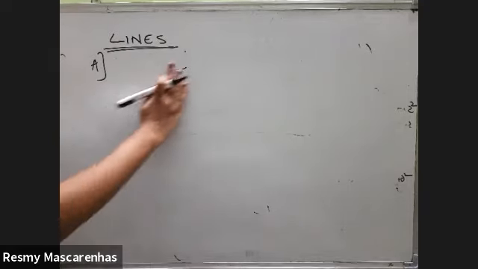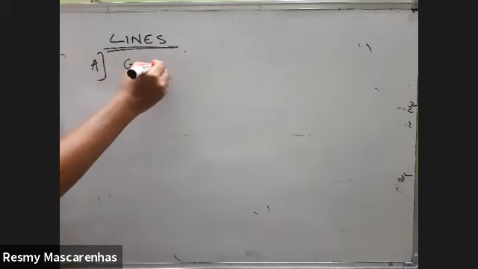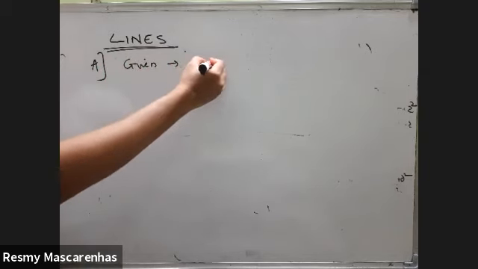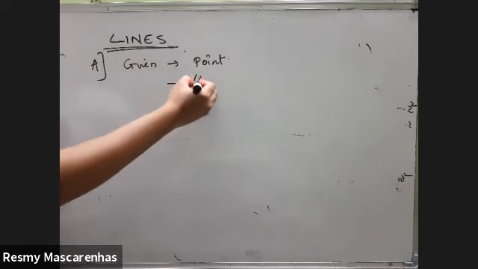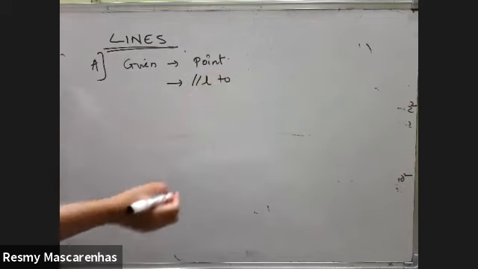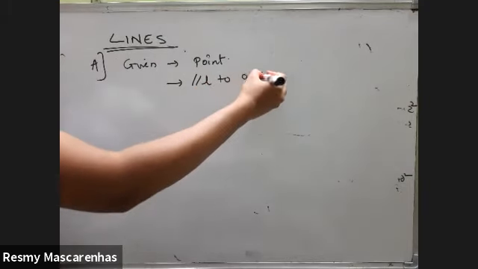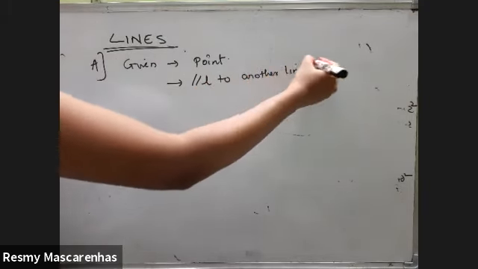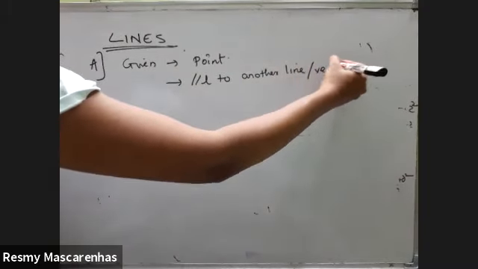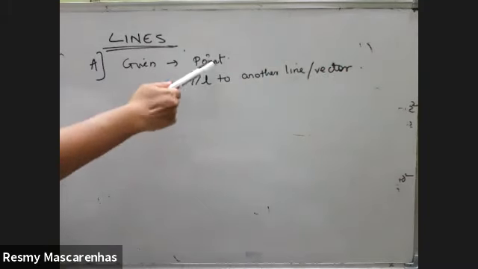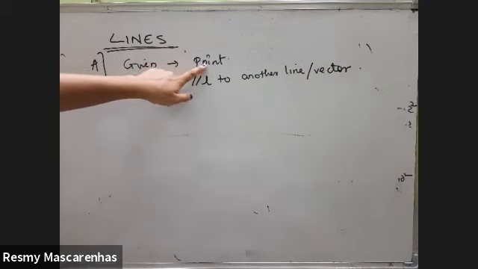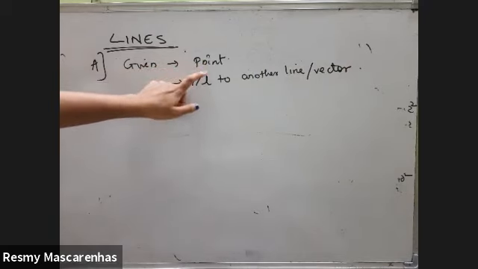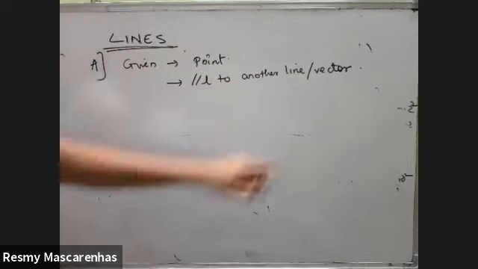Okay, so what is given? One point will be given on that line, and the second condition is it's parallel to another line or a vector. So if these two things are given to you, then this belongs to A. A type: a point will be given to you, and it will be parallel to another line or a vector.